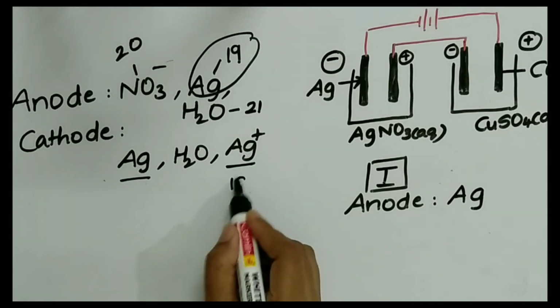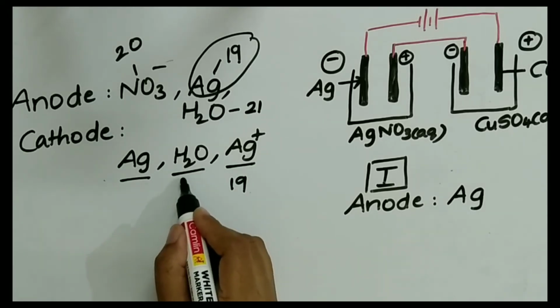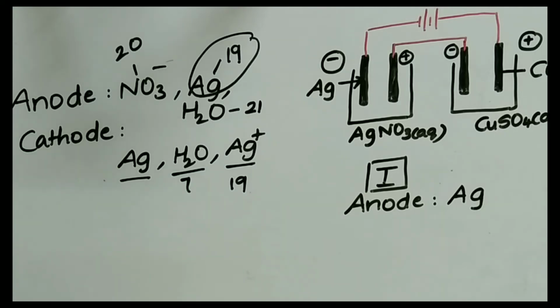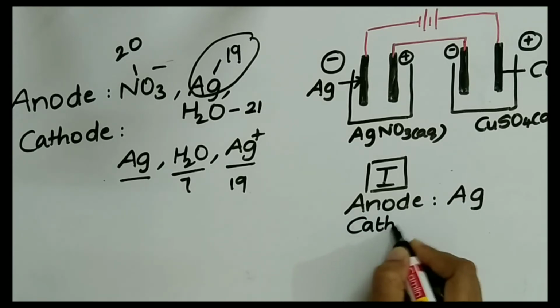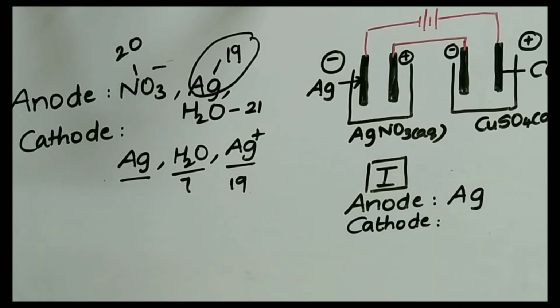So number will be 19, water it will be 7. Reduction water you will take for cathode. Correct? Cathode means reduction, water 7. So for cathode you have to take the bigger number in the electrochemical series. So 19 means Ag plus, again silver. So the product at anode and cathode in the first cell is silver, both the same, silver. Correct.